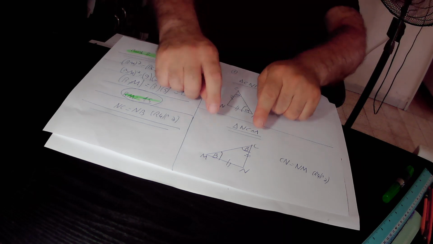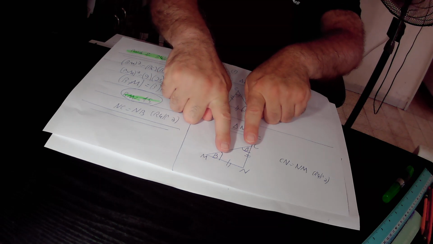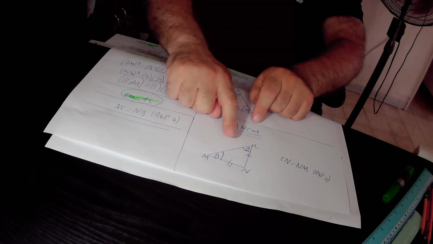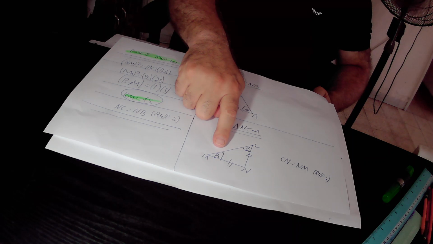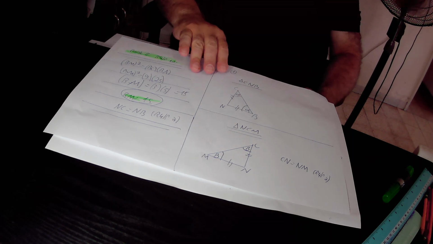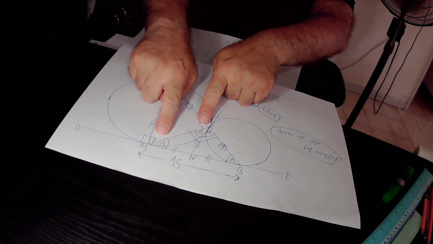Because those two angles are both located in front of those two equal sides, they must be equal to each other. So if the size of this angle is beta, then the size of this angle must also be equal to beta, according to the rule that I mentioned. So we found out that those two angles are both equal to beta.